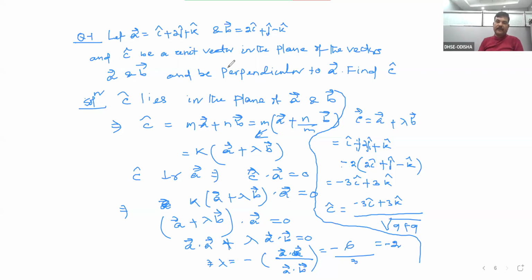We'll go for the next question. This question was asked in JEE Main 2025, 8th April, shift 2.